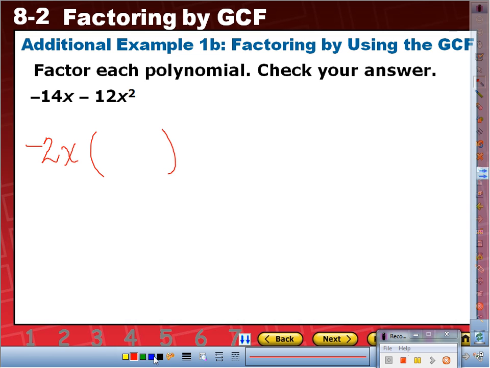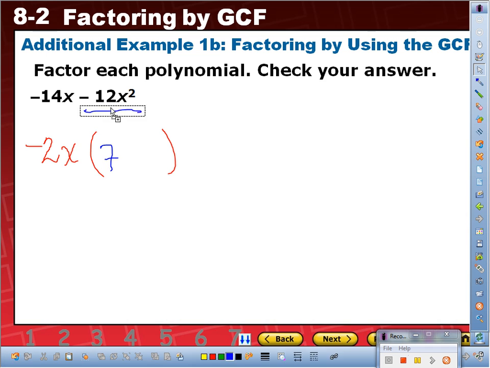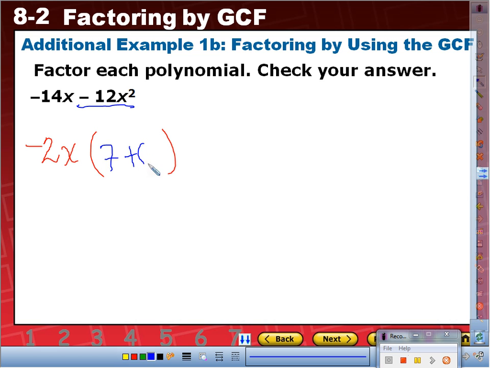So here we go. Didn't we say factoring was division? So let's see. What is negative 14x divided by negative 2x? 7 and positive, okay. What is negative 12x? No, not x. Watch. X over x, that's 1. Is that correct? Negative 14 divided by negative 2, that's 7. So with that same idea, negative 12x squared divided by negative 2x. It's what? Positive 6. And x squared divided by x leaves us x.